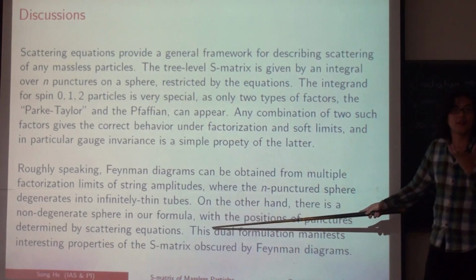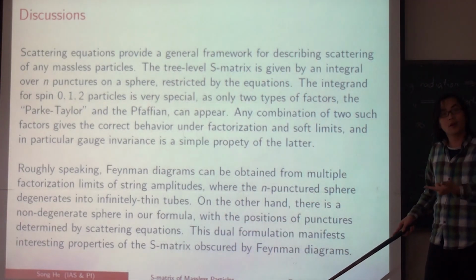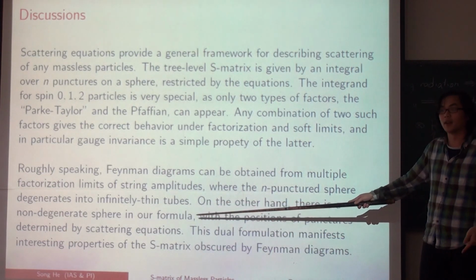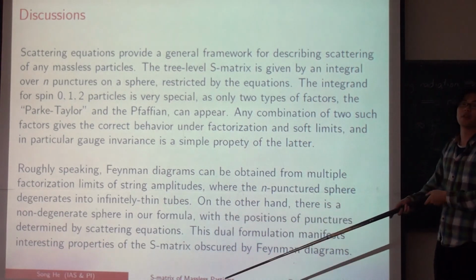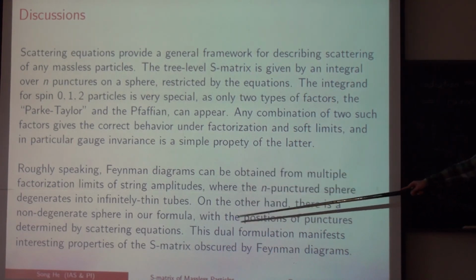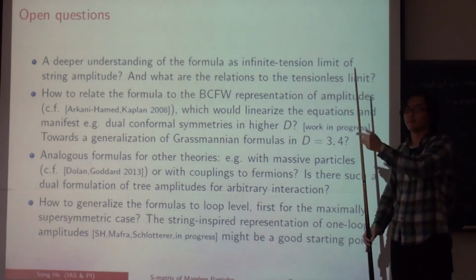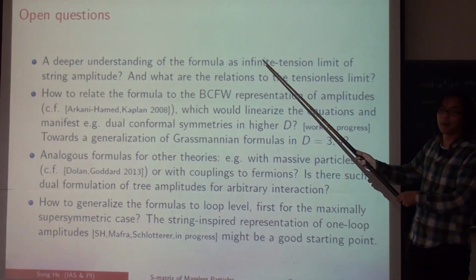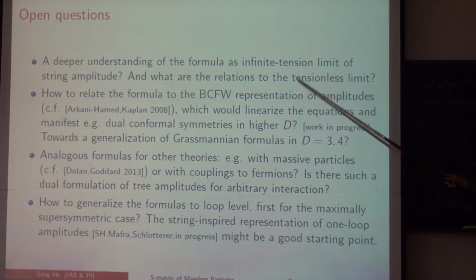However, here, as I said, the sphere is always there. So it looks like a string theory formula. It looks like a correlator because the sphere is always there. But you only fix the positions of the punctures on the sphere by solving the scattering equation. So it provides a dual formulation of Feynman diagrams for these particles. And it still remains unclear what the relations to the string amplitude are, in particular in high energy scattering, where these equations become the Gross-Mende saddle point equation in the high energy limit. So what are those relations? It's actually a very important open question.